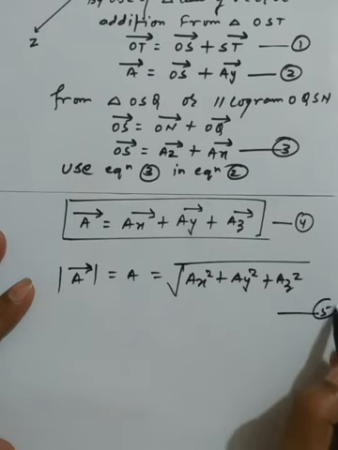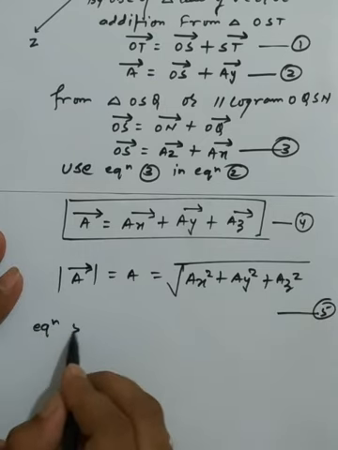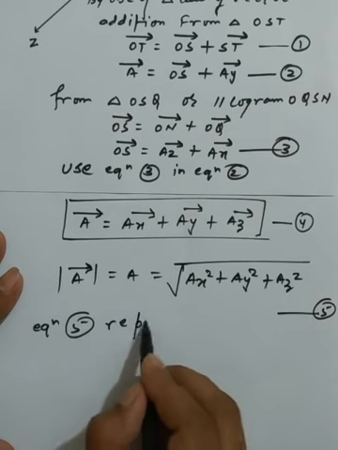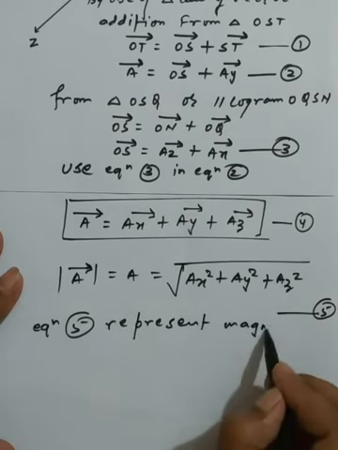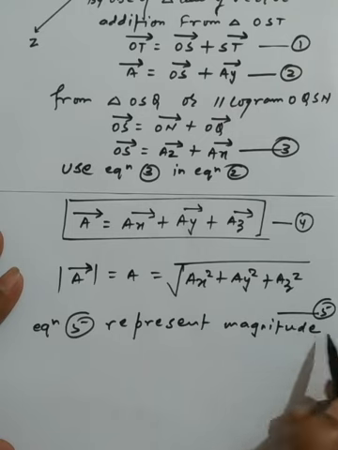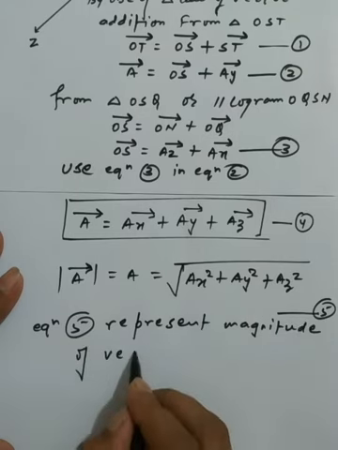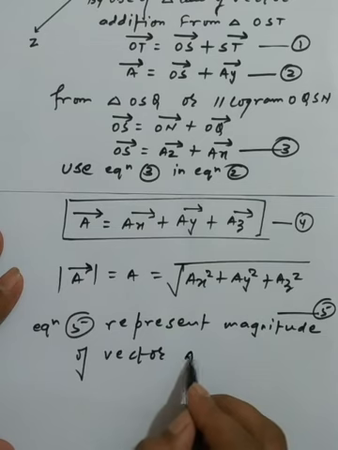This is equation number 5, and equation number 5 represents the magnitude of vector A.